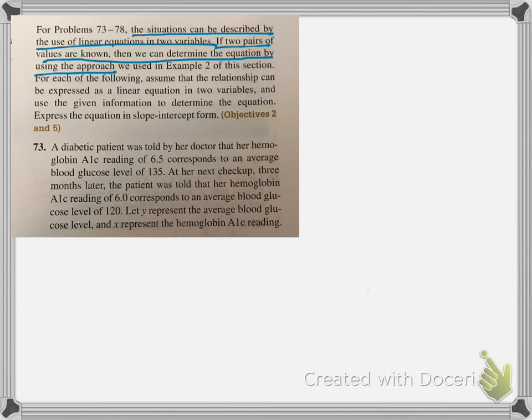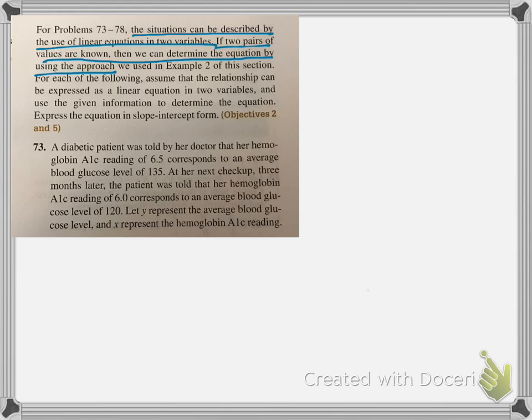Okay? At her next checkup, 3 months later, the patient was told that her hemoglobin A1C reading of 6.0 corresponds to an average blood glucose level of 120. So this diabetic patient did some right things. She got her A1C down. So that's a good thing. Let Y represent the average blood glucose level and X represent the hemoglobin A1C. Okay? So X is our A1C values.